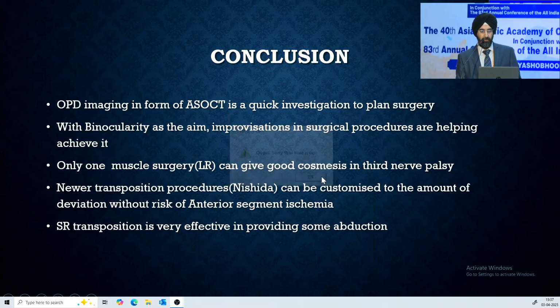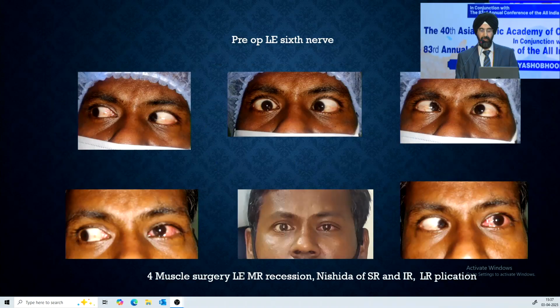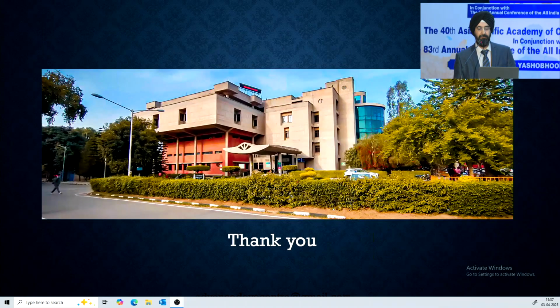So basically, I'd like to conclude here by saying that OPD imaging in the form of AIOS 2025 is a quick investigation to plan surgery. With binocularity, improvisation in surgical procedures is helping achieve it. Only one muscle surgery can achieve good cosmesis in third nerve palsy, which was really difficult. And neo transposition muscle procedures can be customized to the amount of deviation without the risk of anterior segment ischemia. Superior rectus transposition, which is widely used now, is very effective in providing some abduction. Thank you for your patient hearing.